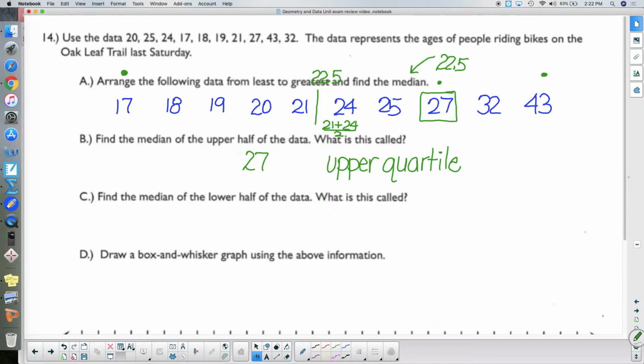Median for the lower half then, working my way in from end to end, is at 19. And we call that the lower quartile because it's the lower 1/4 marker.